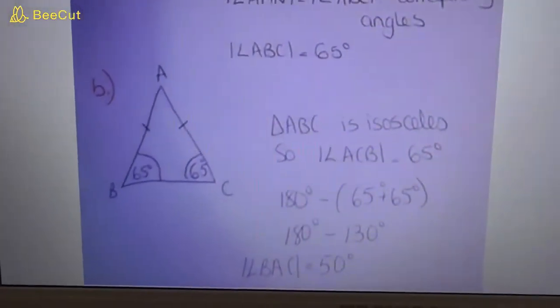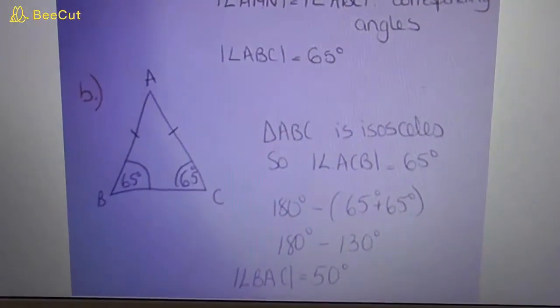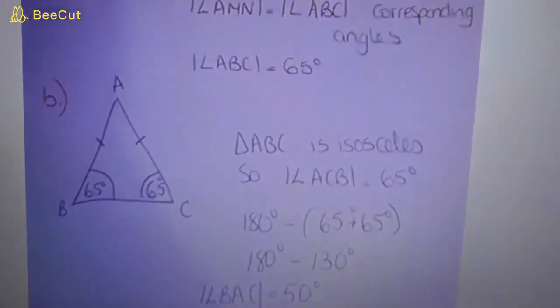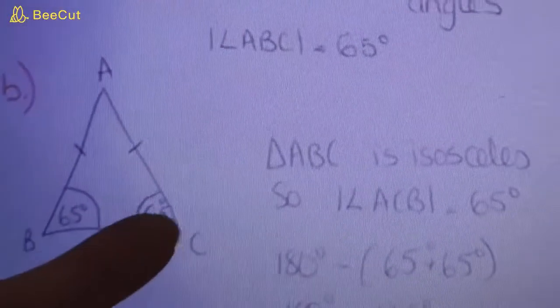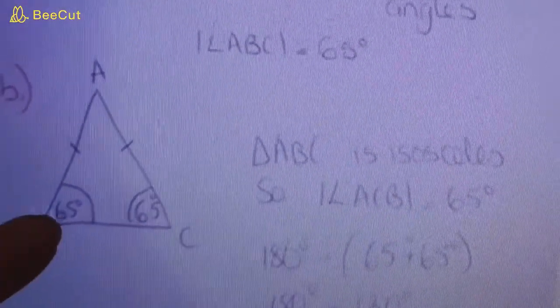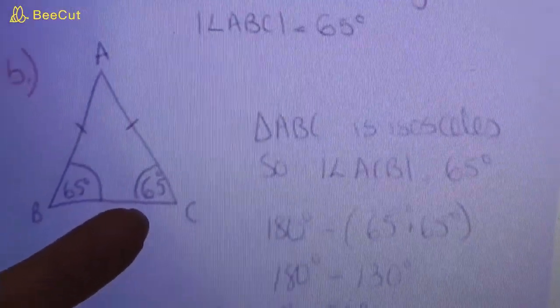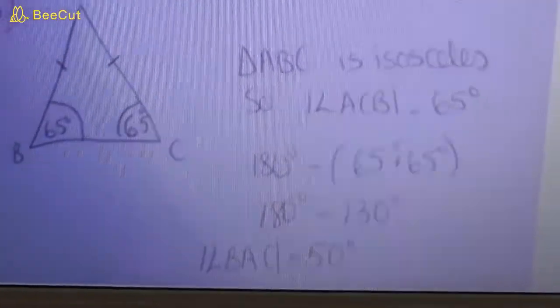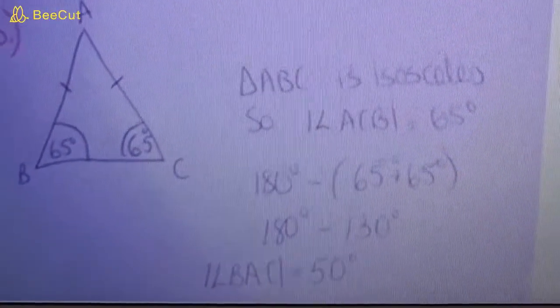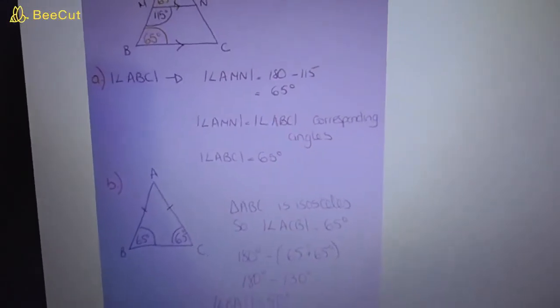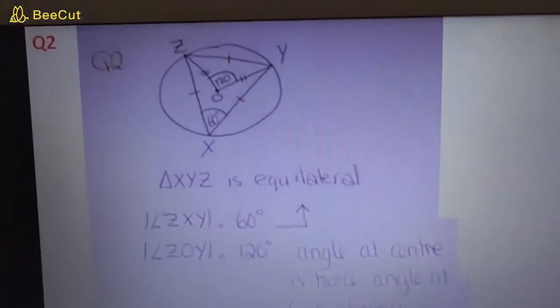Part B, the triangle is isosceles. All right, so therefore, if angle B is 65, angle C is obviously 65. If you add the two of those and take your answer from 180 degrees, you'll get the angle up at the top. So therefore, angle BAC, the one up at the top, is 50 degrees. Question 2.